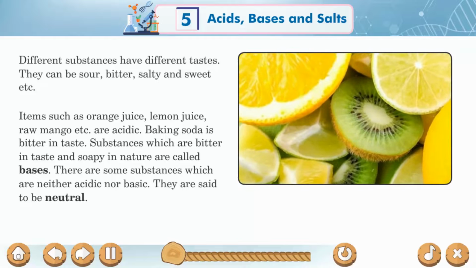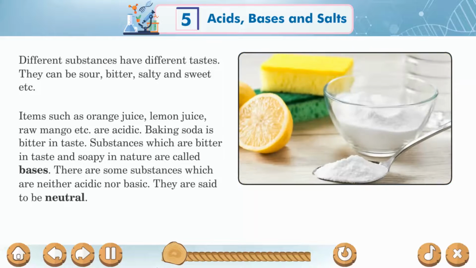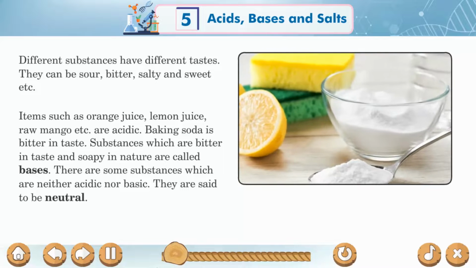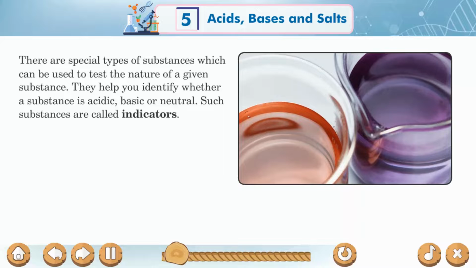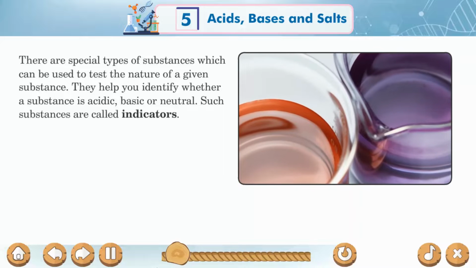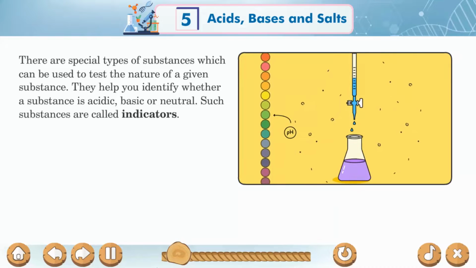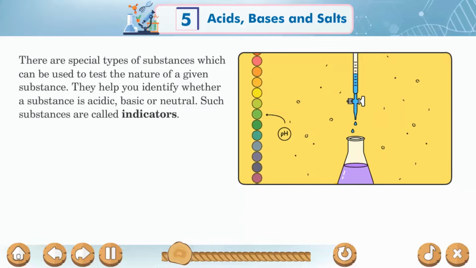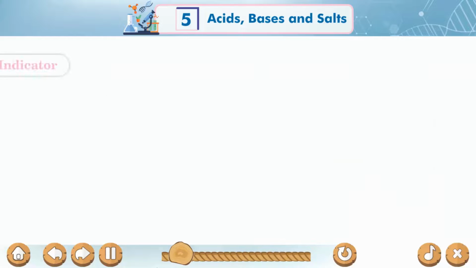Substances which are bitter in taste and soapy in nature are called bases. There are some substances which are neither acidic nor basic. They are said to be neutral. There are special types of substances which can be used to test the nature of a given substance. They help you identify whether a substance is acidic, basic or neutral. Such substances are called indicators.